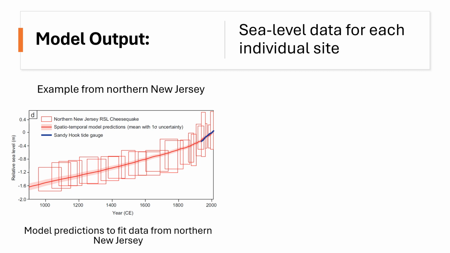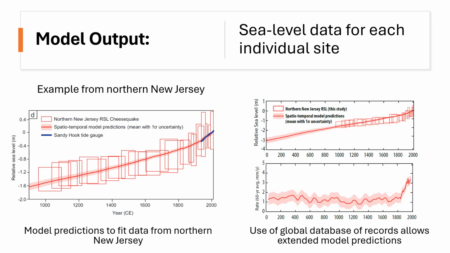And when this data was incorporated into the database, with our model output we get these spatiotemporal model predictions to fit the data from northern New Jersey. Now, something else this model can do: although from this site we only had data for the last 1,000 years, there's a lot of other data available within the region at quite a high resolution. So we can get predictions for this site going back for all of the Common Era, even though we only had the proxy data at this particular site for the last 1,000 years.